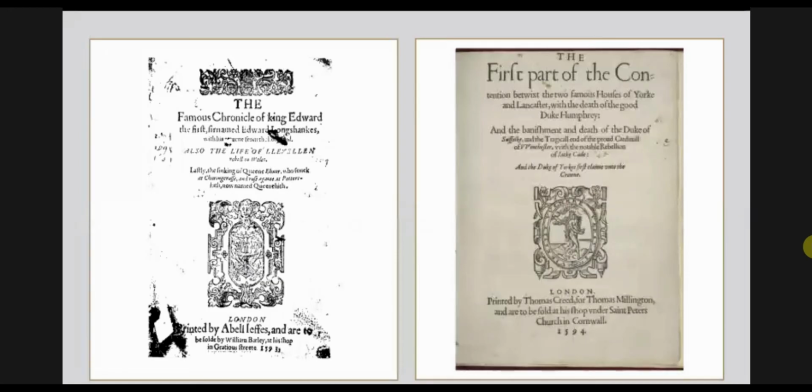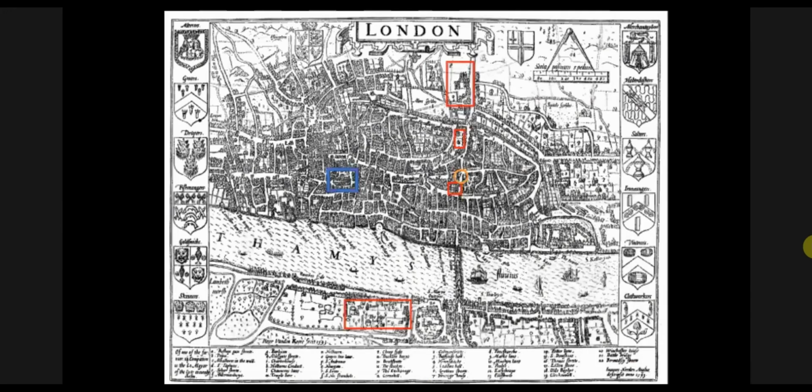To give a short example, during the 1590s, two stationers involved in the early publication of plays from the commercial playhouses were Thomas Millington and William Barley, who invested in plays by George Peele on the left, Edward I, and Shakespeare on the right. At this time, the book trade was concentrated around St. Paul's Cathedral, which you can see here in blue. However, Barley's and Millington's shops were somewhat removed from this centre point. They're indicated here by the orange oval.